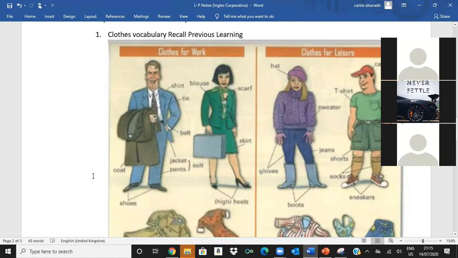Okay. Tell me, what do you wear for a formal event? For example, a wedding, a job interview, what do you wear? You wear a shirt, jacket, and pants. Perfect. Ahí está. Fácil. Very good. Good job, David. Okay. All right, very good.